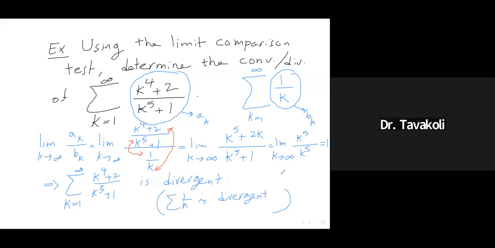It's a p-series with p equals 1, and we know if p is less than or equal to 1, the p-series is divergent. The other way we verified the divergence of sigma 1 over k was by the integral test.